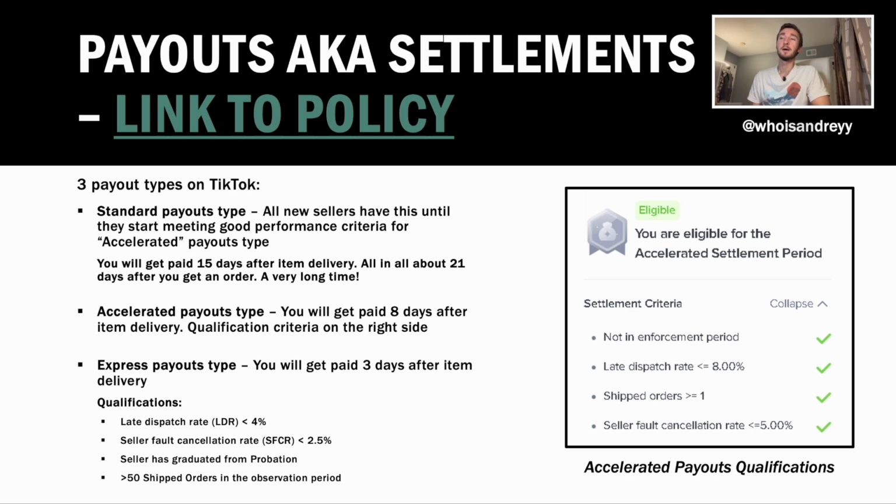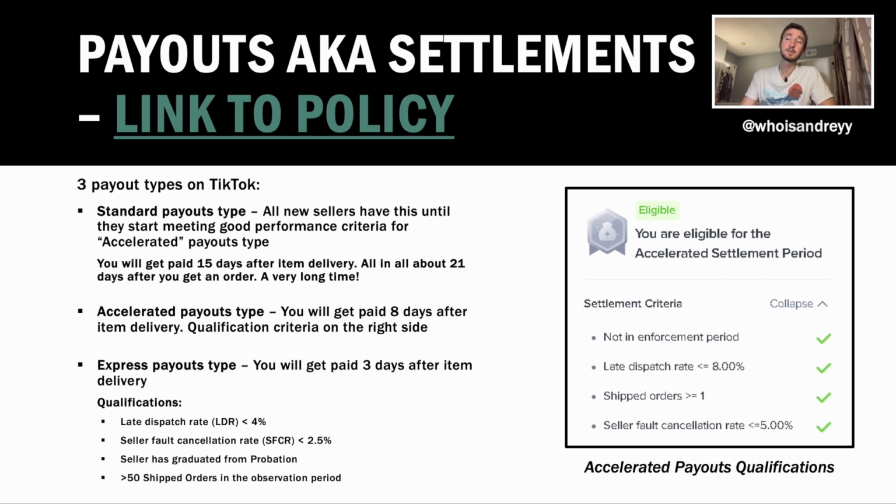So when you get accelerated payouts, you get payouts 8 days after delivery. Okay, and express payouts 3 days. On the right side, I also listed the requirements in order to get accelerated payouts. You can see with accelerated payouts, late dispatch rate should be less than or equal to 8%. You need to have at least 1 shipped order in the time frame. Your seller fault cancellation rate should be less than 5%.